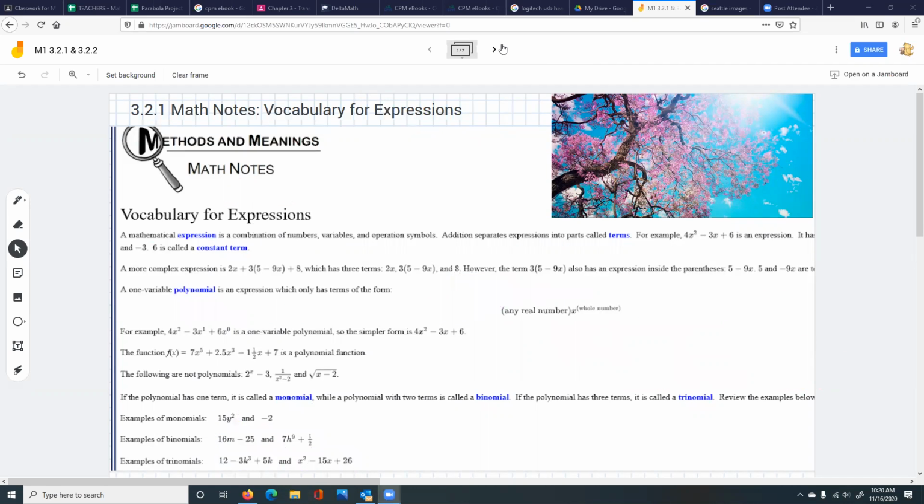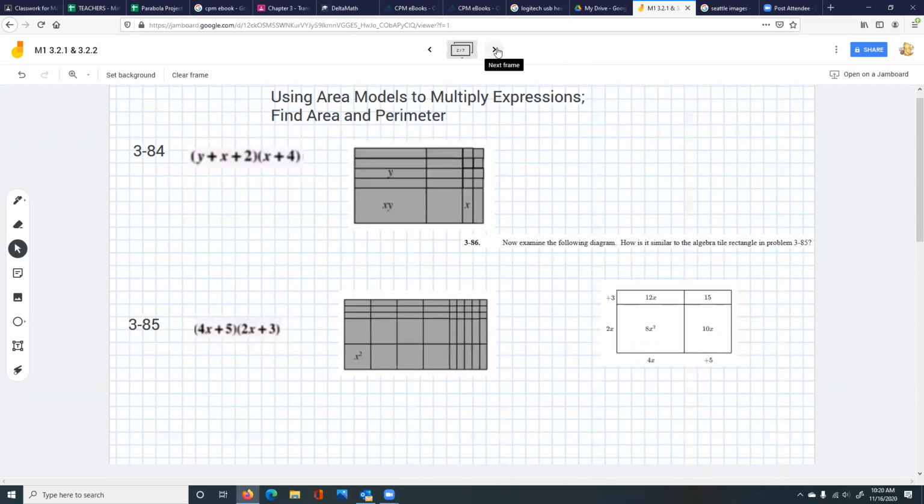All right, next slide. We have 3-84. So the first problem that we're going to do is 3-84. And these are what we call area models, right? So let me get my pen back. Let me change it to blue. Okay. How do we use an area model to multiply expressions? Or in other words, to find the area, or we could find the perimeter. I'm not going to focus on perimeter a lot today. I'm going to do more area because we're doing area models.